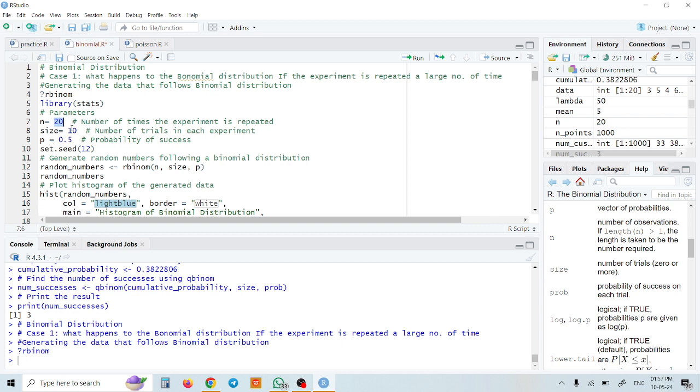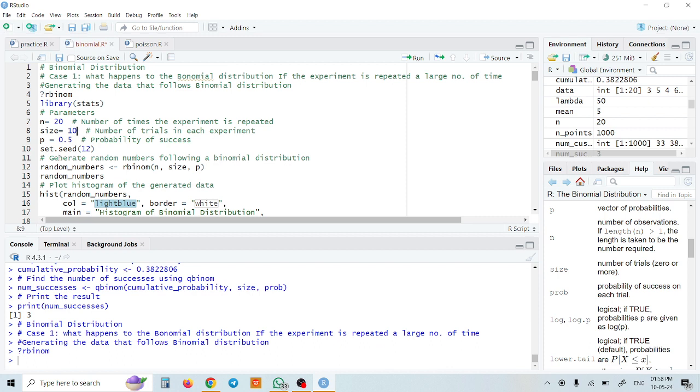That means we will be getting the output 20 times. And what output will we be getting? The generated values of x. x is the number of successes. Here it is written size: size is the number of trials in each experiment. If you toss a coin 10 times, this is your one experiment. Then how many times did we get a success? Suppose out of 10 we got success 3 times and failure 7 times.